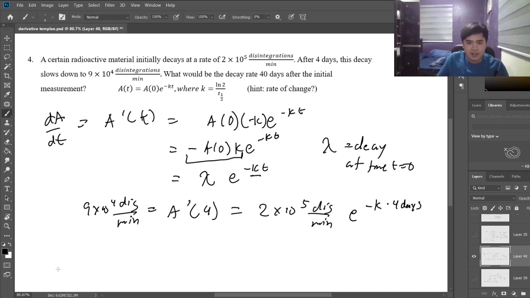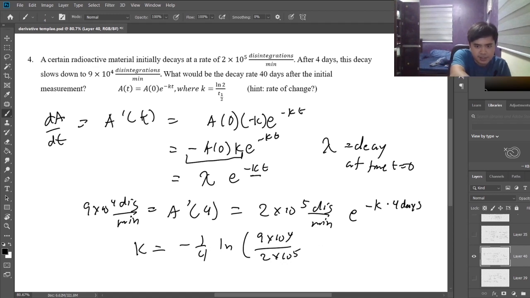Then let's isolate k first. K is equal to, after a little bit of algebra, negative 1 over 4 times the natural logarithm of 9 times 10 to the 4 over 2 times 10 to the 5. Oh no, no units inside. So this disintegrations per minute over this disintegrations per minute cancel each other out, so we're left with that.